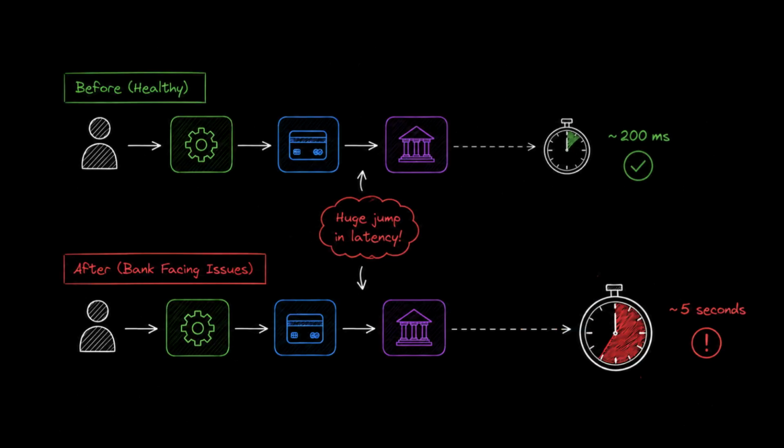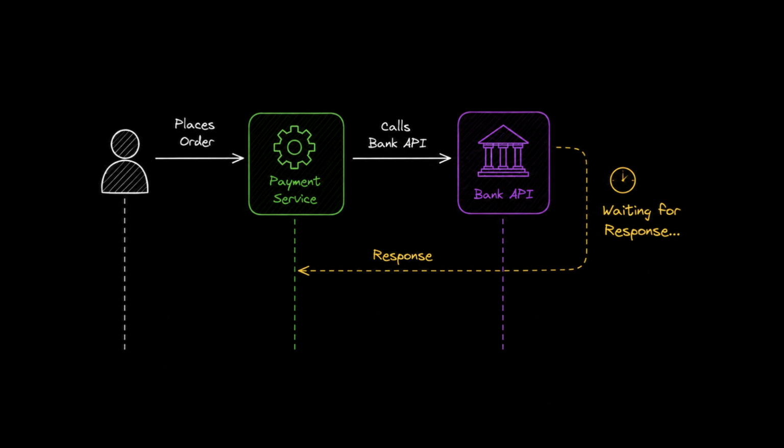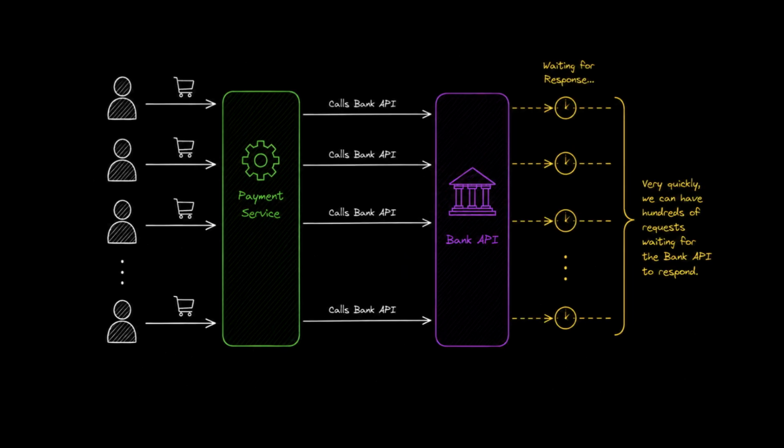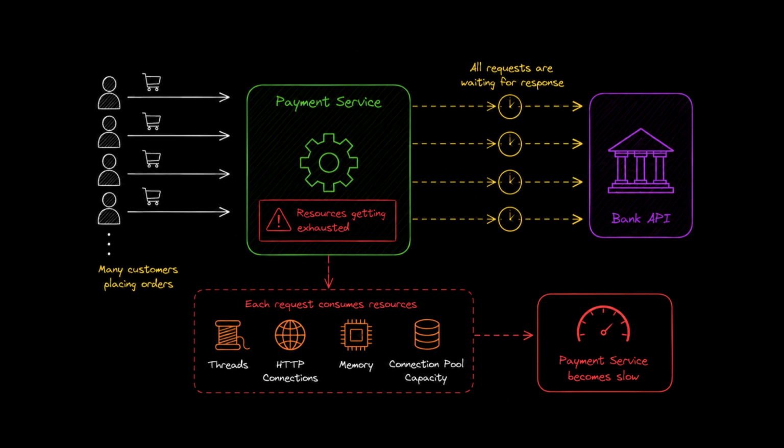Think about it. What happens to our application? Our customer places an order, the request reaches the payment service, calls the bank API and waits for the response. Meanwhile, another customer also places an order and their request also waits for the response. Very quickly, we can have hundreds of requests waiting for the bank API to respond. Each request consumes resources. For example, they may occupy threads, HTTP connections, memory, and connection pool capacity. As more and more requests start waiting, resources inside the payment service are getting exhausted.